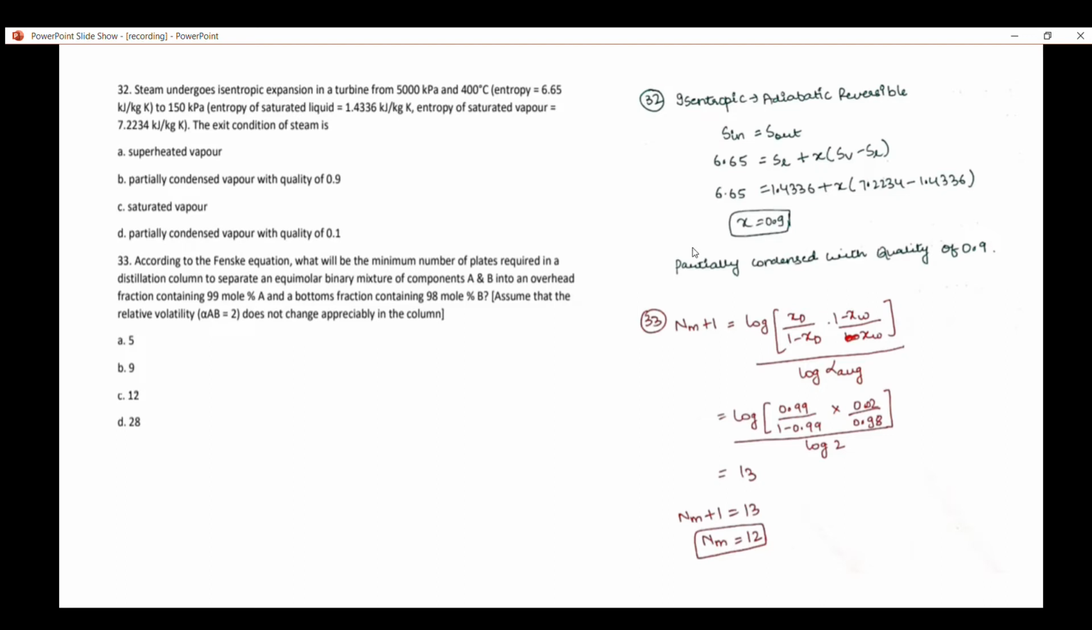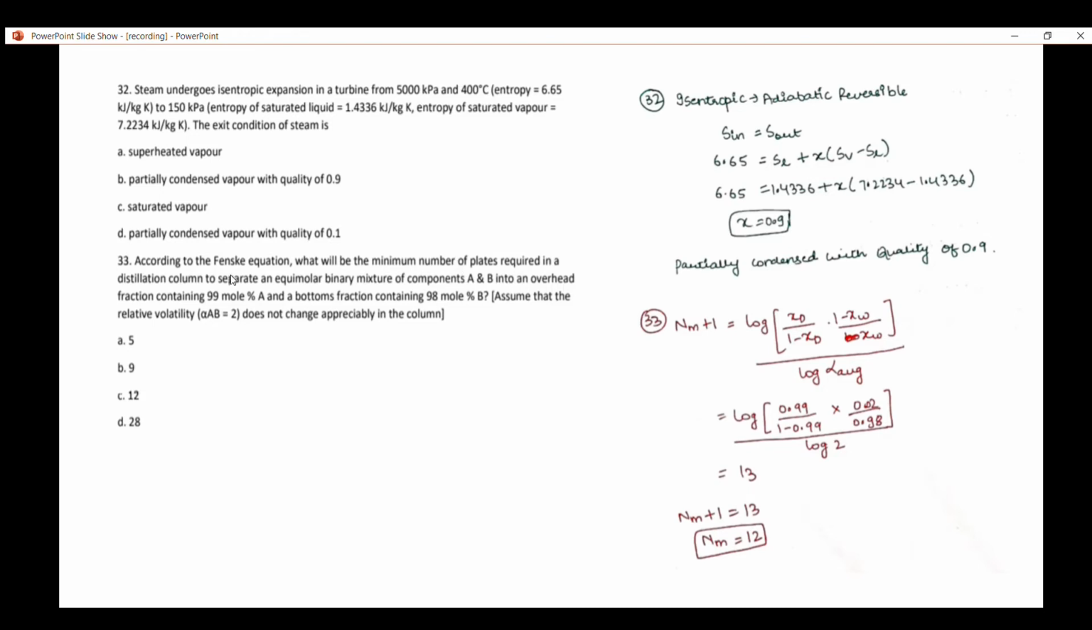Therefore, the correct option is partially condensed vapor with quality of 0.9. Next question. According to Fenske equation, what would be the minimum number of plates required in distillation column to separate equimolar binary mixture of component A and B?